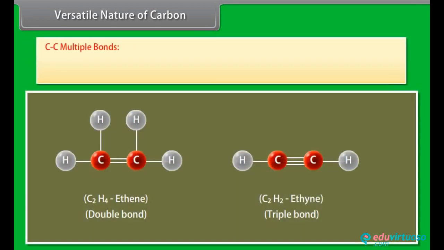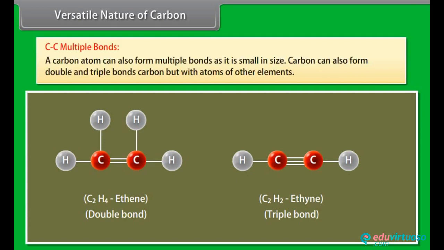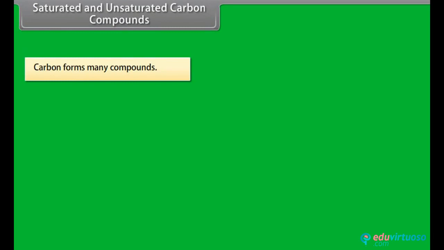Carbon-carbon multiple bonds. A carbon atom can also form multiple bonds as it is small in size. Double and triple bonds can also be formed with not only carbon, but with atoms of other elements like oxygen, nitrogen, and so on. These multiple bonds provide a variety in the carbon compounds. Saturated and unsaturated carbon compounds. Carbon forms many compounds. The 2 main types of compounds are saturated compounds and unsaturated compounds.